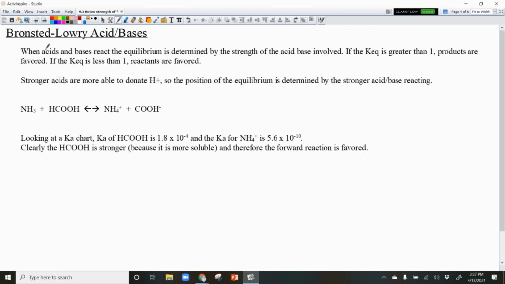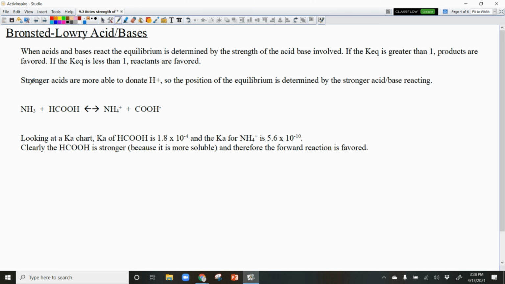All right, so for the strength of Bronsted-Lowry acids and bases, when acids and bases react together, the equilibrium is determined by the strength of the acid and base involved. If the Keq is greater than 1, then the products are favored. And if the Keq is less than 1, then the reactants are favored. So you just have to look at the Keq to see which direction the equation is favored.